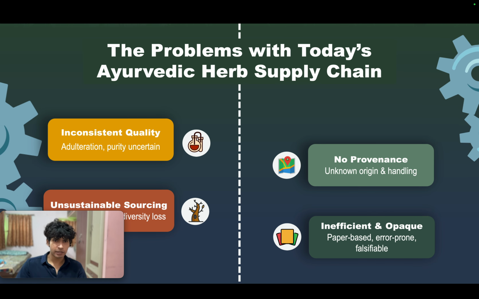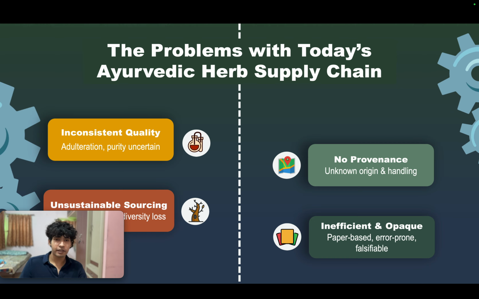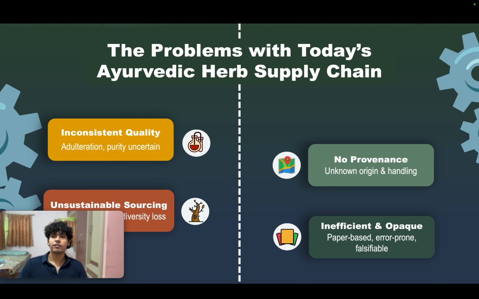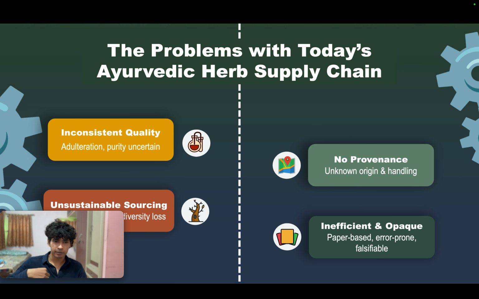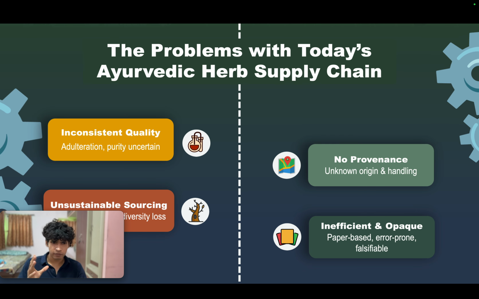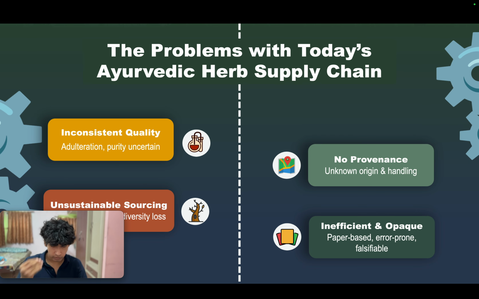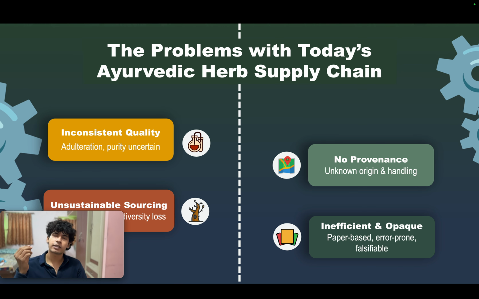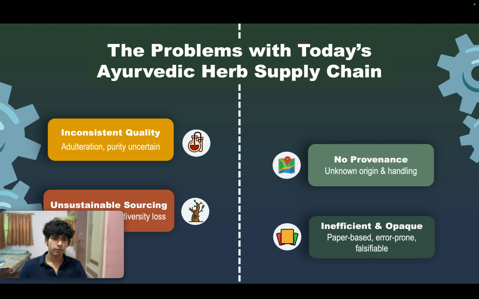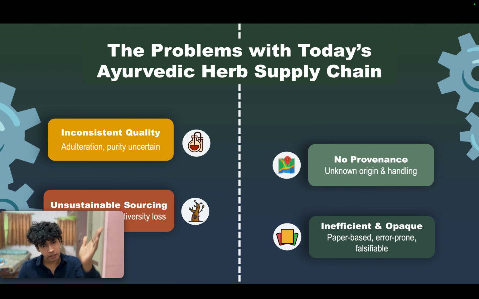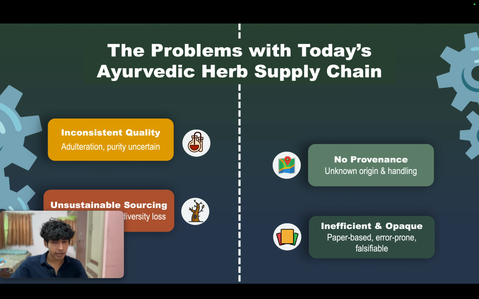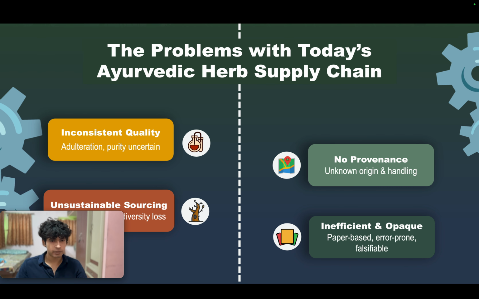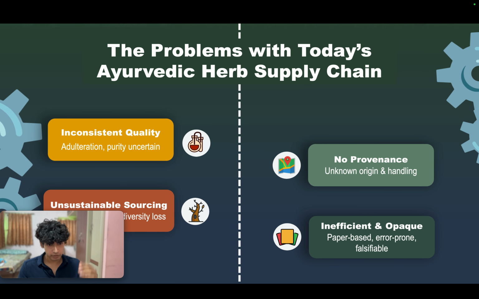No provenance. Basically, we don't know the origin, where this herb originated from. It's very much important, right? If we are putting something in our body which is going to affect us internally, it's paramount to know where it came from, and whether it has consistent quality. That's why it is important to have a very transparent and not an opaque and inefficient system. We need a very transparent system. It will inspire confidence in consumers.